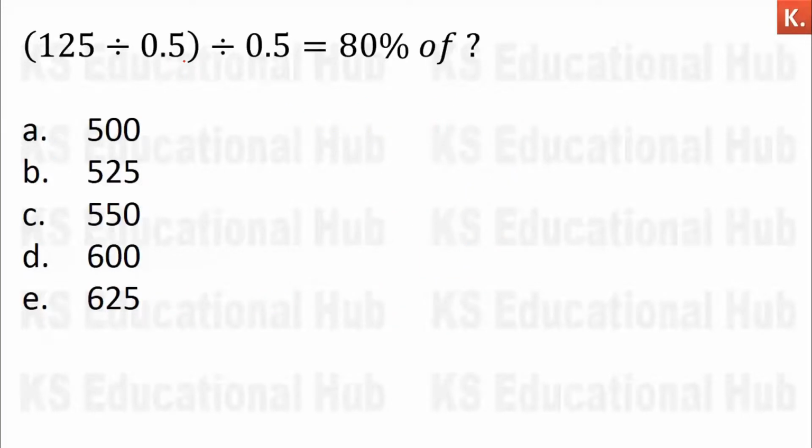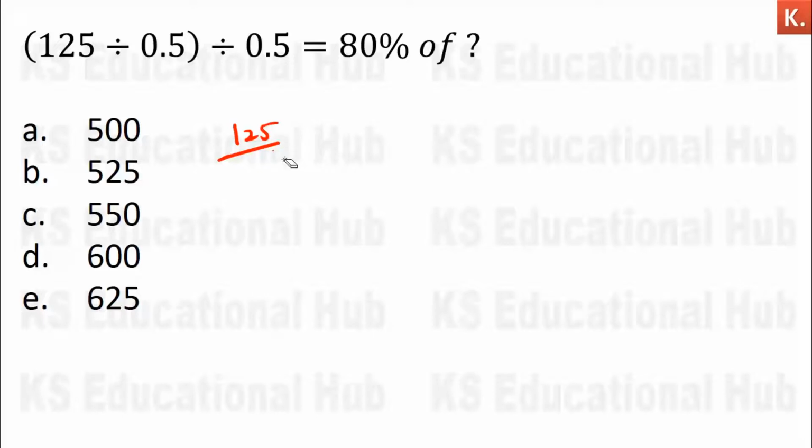125 divided by 0.5 whole divided by 0.5 is equal to 80% of question mark. So see here, it is a tricky one. You should not get confused here. Why? Because 125 divided by 0.5, normally people will take this as 62.5. That is absolutely wrong. Why? Because I am going to prove it.